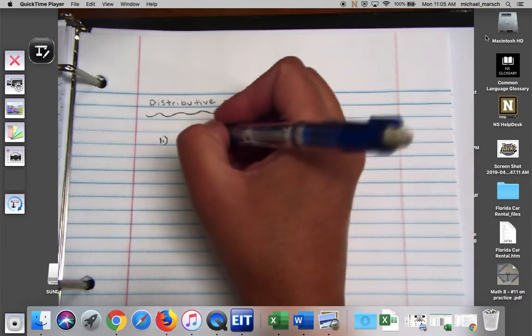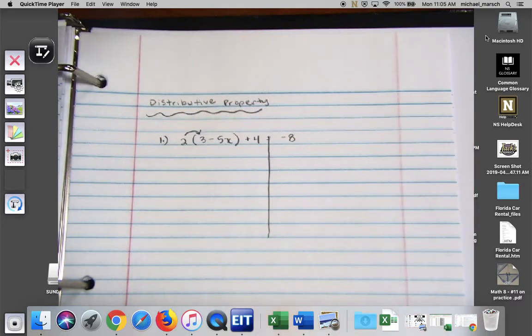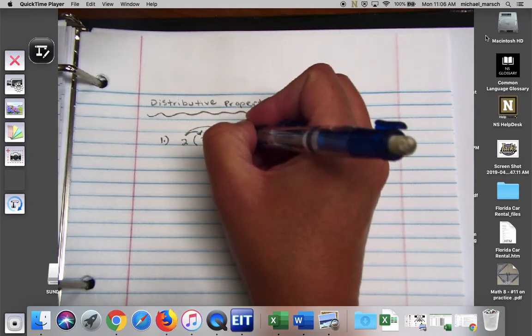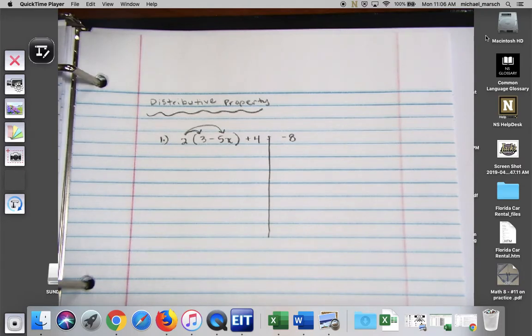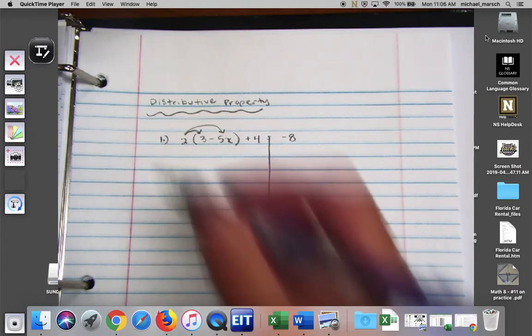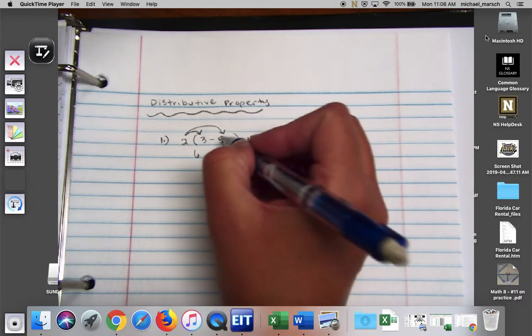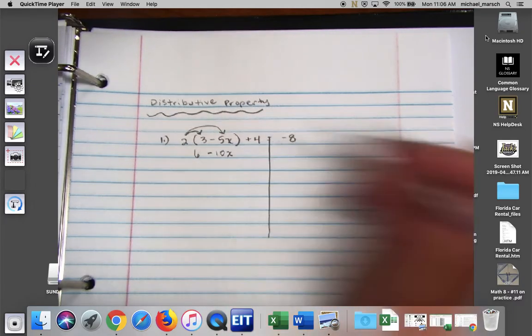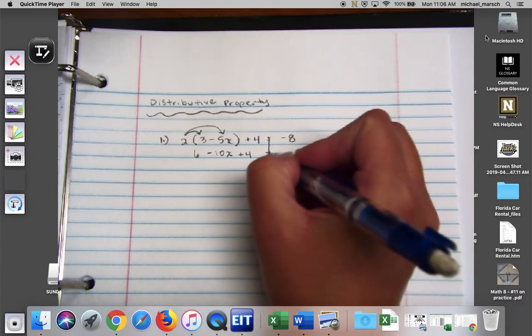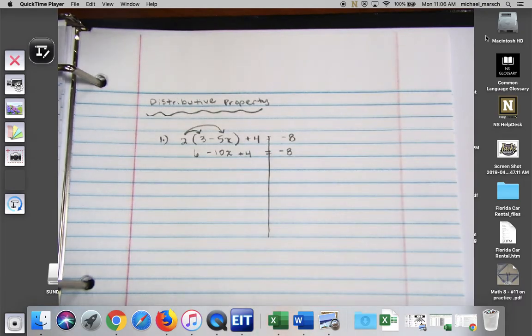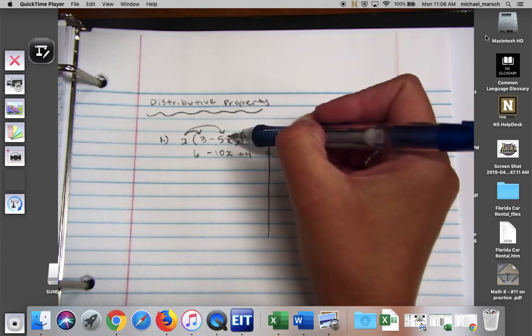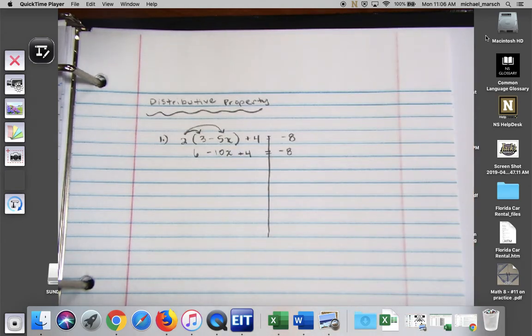And then I'm going to connect this 2 to the 3 with a little arrow. And I'm also going to connect the 2 to the negative 5 with a little arrow. Those are my reminders that I'm going to multiply 2 times 3 and 2 times negative 5x. And that is the distributive property. We're distributing that 2 and multiplying it times both of these terms. And now we're where we were the previous page.